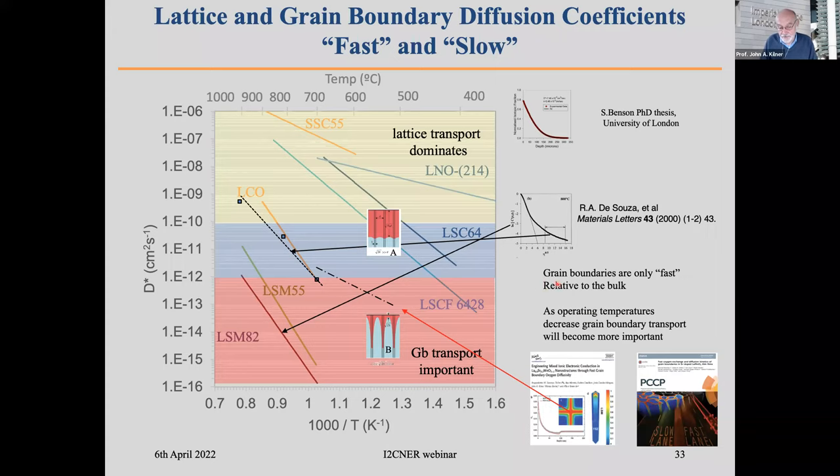So the final point to make from this slide is that grain boundaries are only fast relative to the bulk. Even though we've got a fast grain boundary compared to some of the very fast materials, such as the strontium-doped samarium cobaltate, they're still only moderate diffusers. And as operating temperatures decrease, we move down into this regime where grain boundaries will become important.